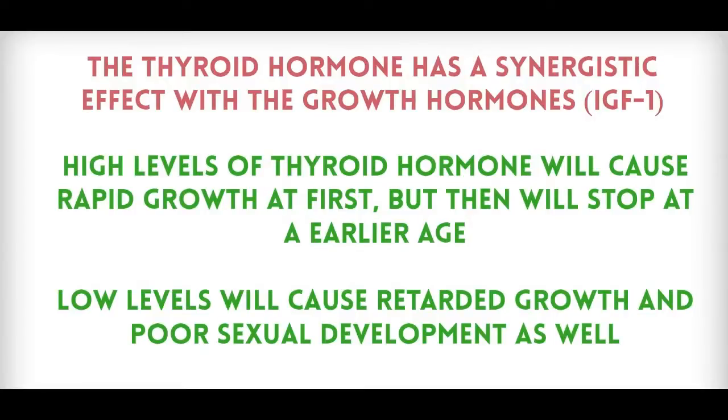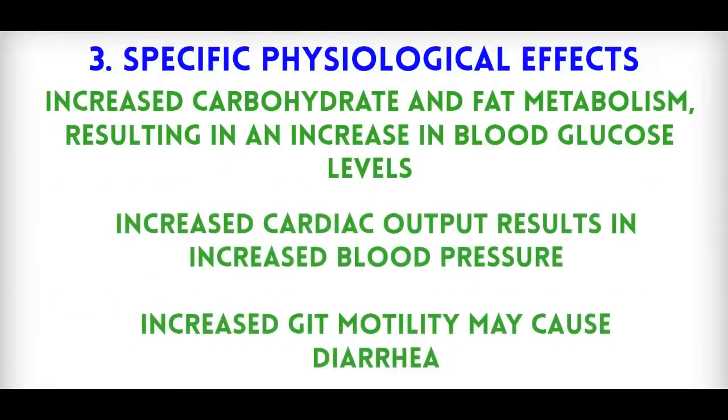Now, the thyroid hormone actually has a synergistic effect. What that means is it works with the growth hormone called insulin-like growth factor 1, which is secreted by the liver. And basically what happens is that if you have a lot of thyroid hormones at first, you're going to cause rapid growth at first. So there are people in their class that will obviously grow really, really quickly at first and then stop much earlier. And that's all because the thyroid hormone basically regulates the rate at which you grow.